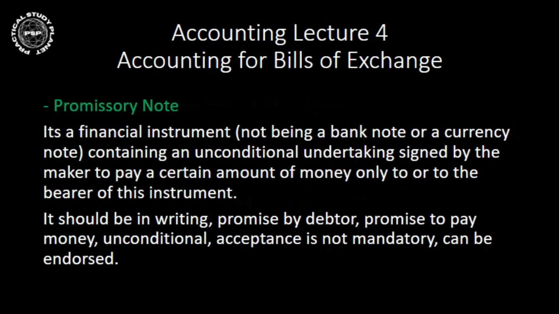Promissory note. It's a financial instrument, not being a bank note or currency note, containing an unconditional undertaking signed by the maker to pay a certain amount of money only to, or to the bearer of, this instrument. It should be in writing, a promise by the debtor, a promise to pay money, unconditional. Acceptance is not mandatory, and it can be endorsed. That is the difference. Acceptance is not mandatory in this promissory note, whereas in a bill of exchange acceptance is mandatory.